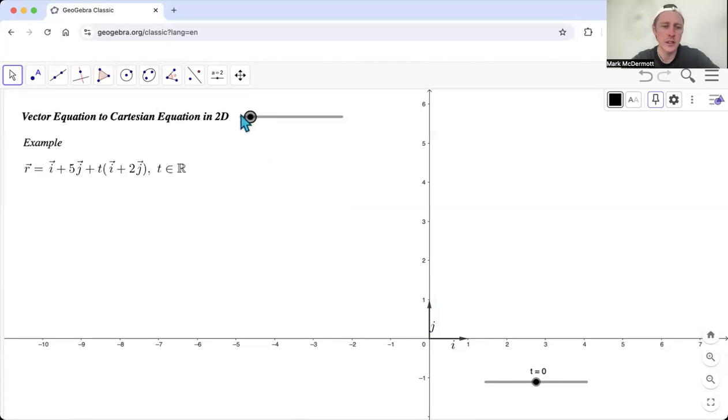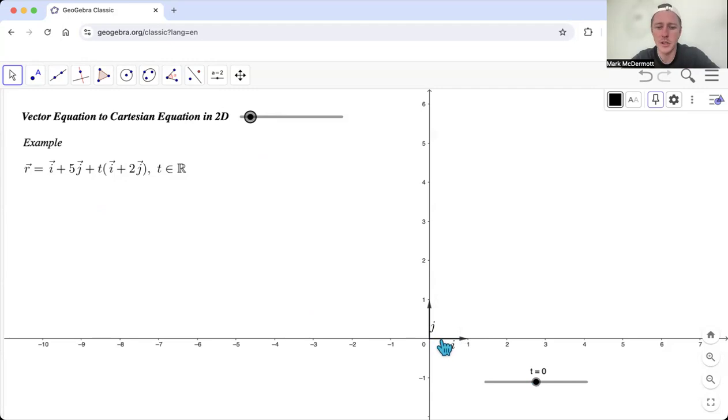So if we look at an example here, let's talk about a certain combination of these vectors. We're going to call some vector r, which is equal to vector i plus 5 groups of vector j plus t groups of (i plus 2j). So this is just an example. Remember that this t is a parameter, and this parameter is what varies where the endpoint of this vector r is. It'll make more sense as we step it out. If we have t equaling 0 to begin with, we're just going to get i plus 5j.